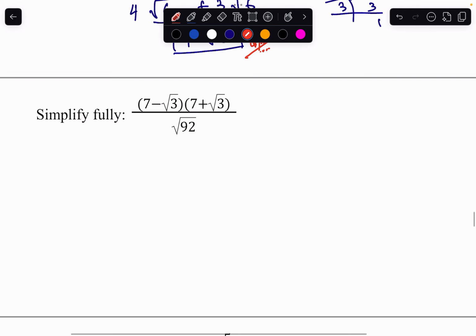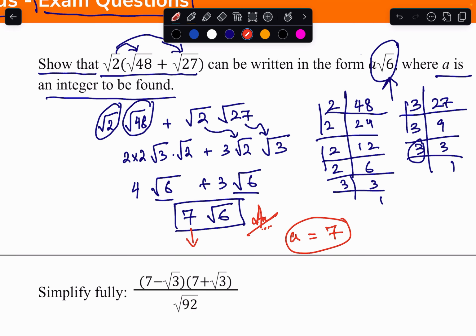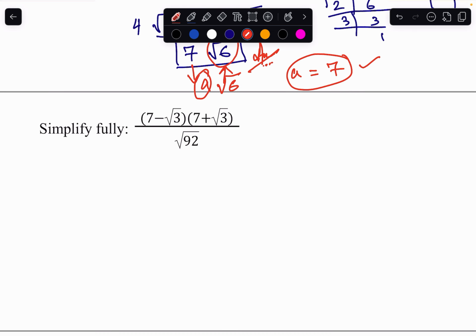Now (7 minus root 3)(7 plus root 3) divided by root 92. In this case, what is A? A is our 7, because you can see that in the root we have 6. So in the root we have 6 and therefore this is A and A root 6, which means A value is 7. Now 7 minus root 3 multiplied by 7 plus root 3 is what?